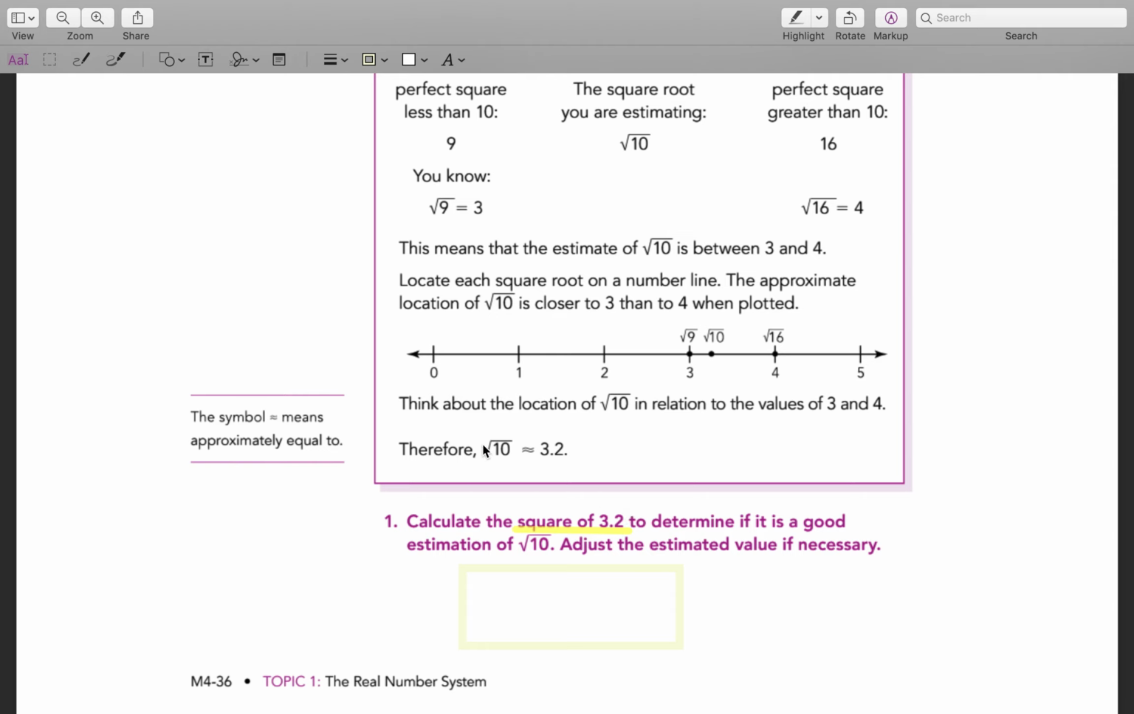So remember, if it's the square root of 10, that means we're trying to figure out the two same numbers that multiplied to get this number. Since we estimated that it would be 3.2, let's figure that out by taking the square of 3.2. So that means 3.2 times 3.2, which you can also write as 3.2 squared. If you use a calculator or do it by hand, it's 10.24. So is this close enough? Yes, it is.